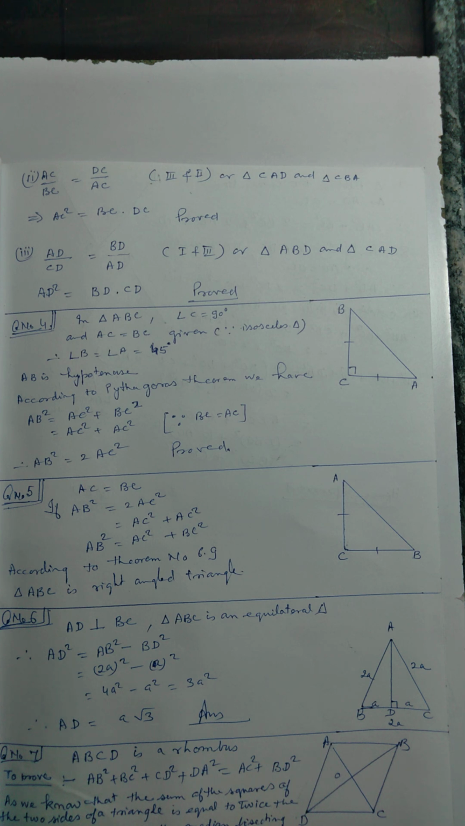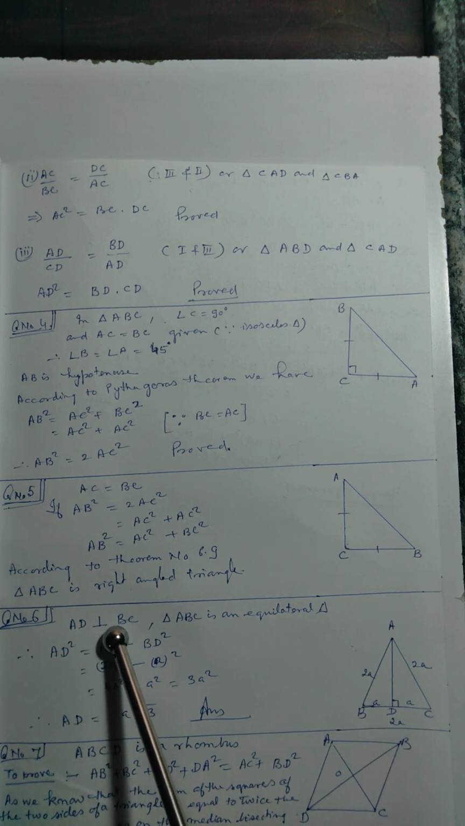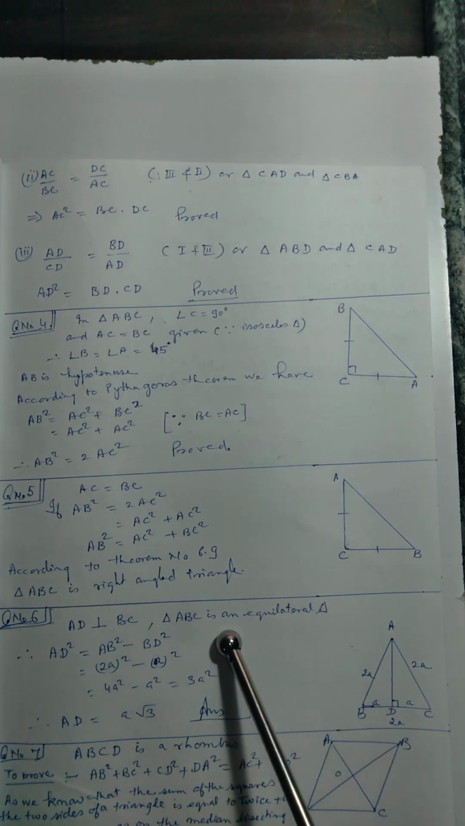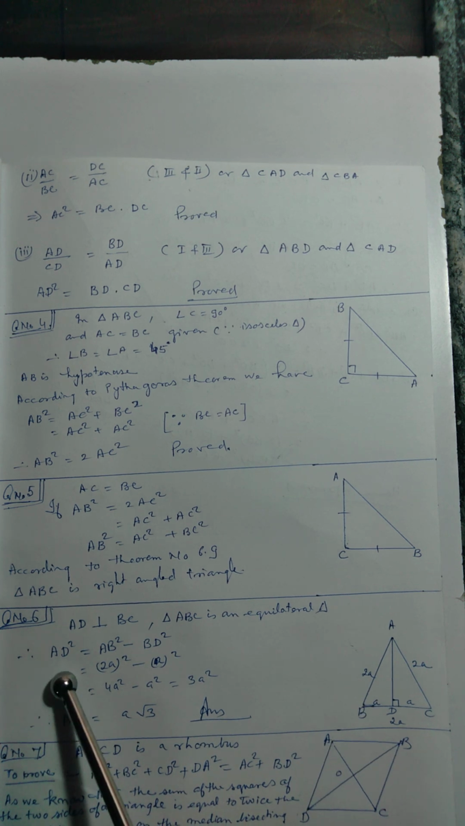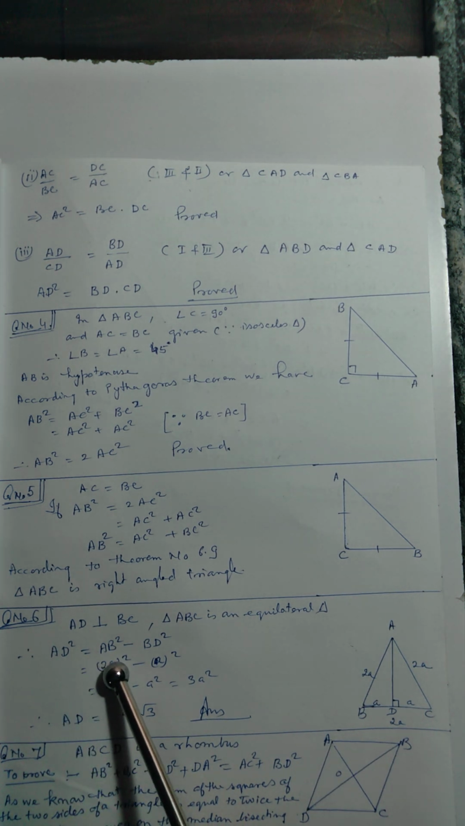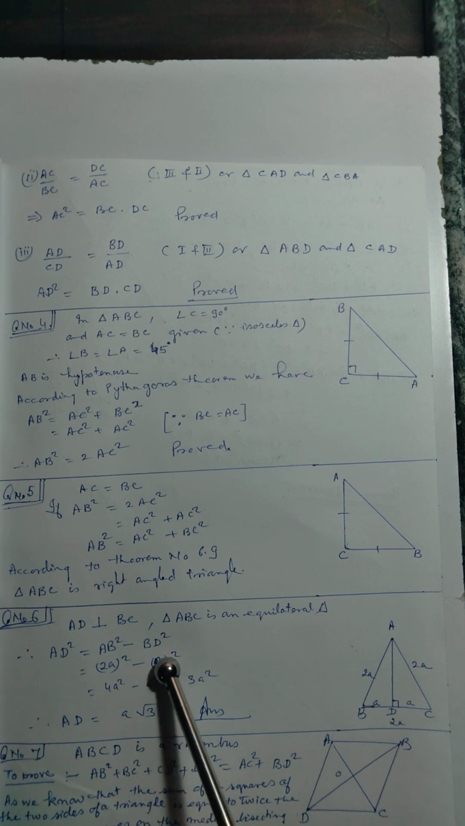Question number 6 states that ABC is an equilateral triangle of side 2A. Find each of its altitudes. We have to find the altitudes, and it is an equilateral triangle having sides 2A, 2A, 2A. So AD is perpendicular to BC. ABC is an equilateral triangle. AD square is equal to AB square minus BD square.